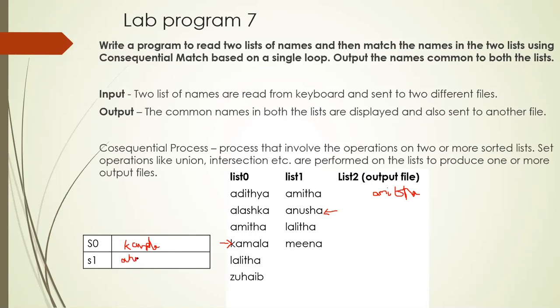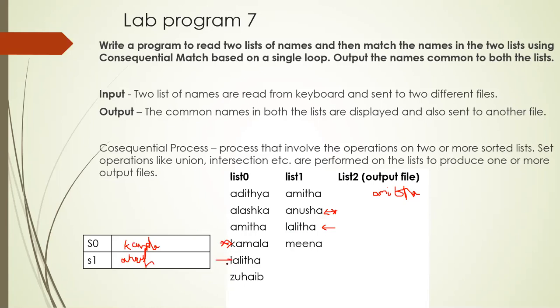You can see by the string compare function, it says that both the names are not same and A is less than K. So this pointer is incremented, that is, you read the next line of name. So L and K, K is less than L. When K is less than L, again read the next line.